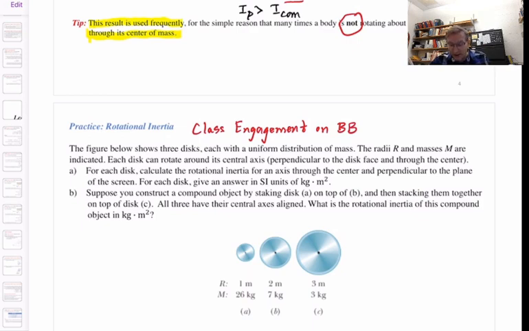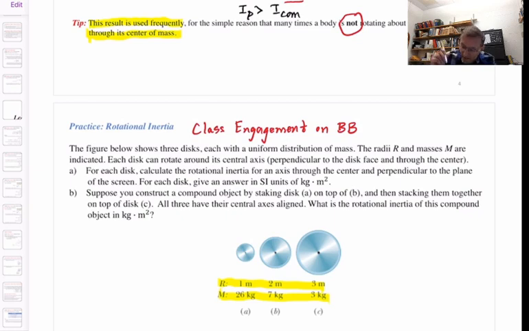We have a figure below that shows 3 disks from top view, each with a uniform distribution of mass. They have a radius each and a mass each, and that's given for each. If you want to call them A, B, and C, here are the radii values, here are the mass values. For disk A, the radius is 1 meter. The mass is 26 kilograms. So these are pretty big. For disk B, the radius is 2 meters. The mass is 7 kilograms. For disk C, the radius is 3 meters, and the mass is 3 kilograms. Okay? 3 disks with uniform mass distribution.